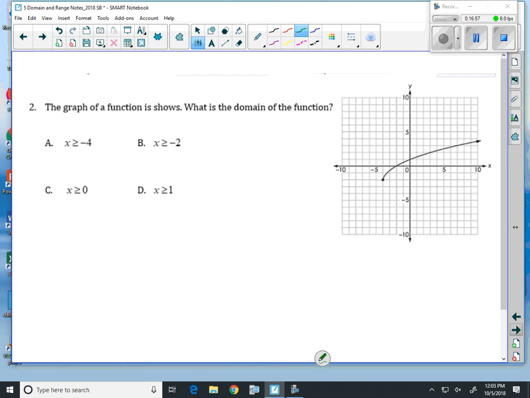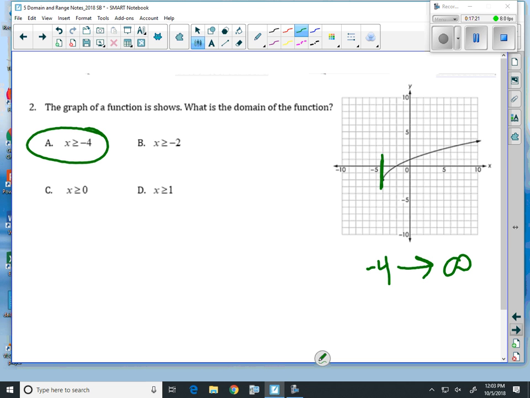The graph of a function is shown. What is the domain of the function? What's our very left x value here? -4, and it keeps going to what? Positive infinity, right? It's going towards positive. You agree? All right, so how would we write that? X is greater than or equal to -4.